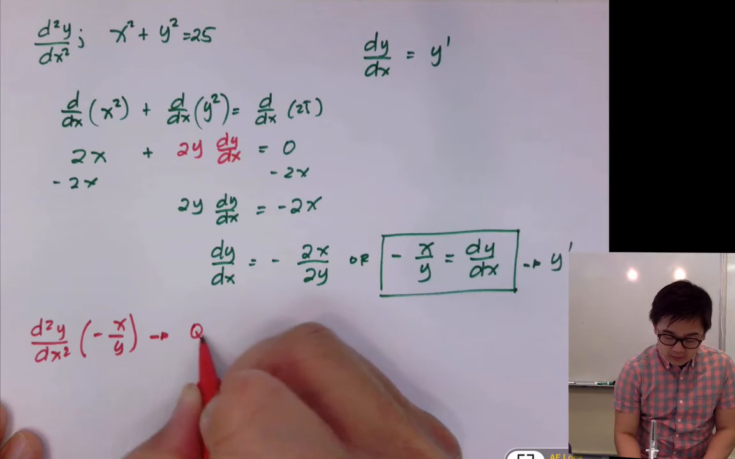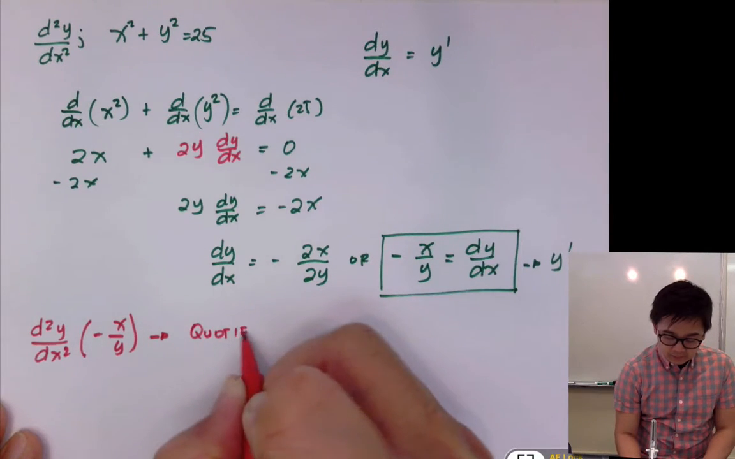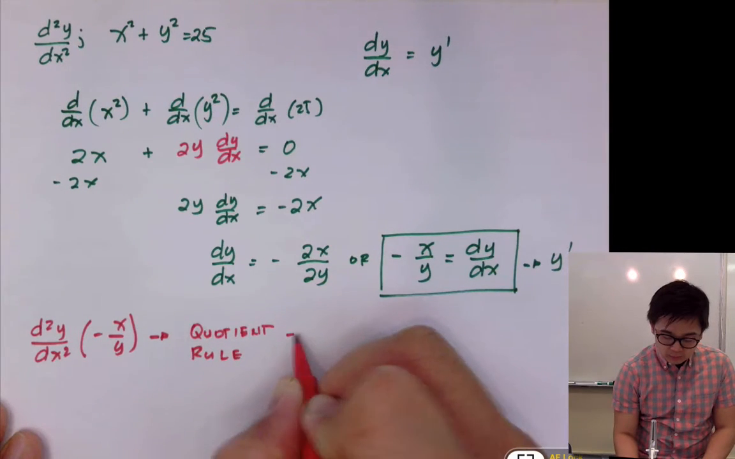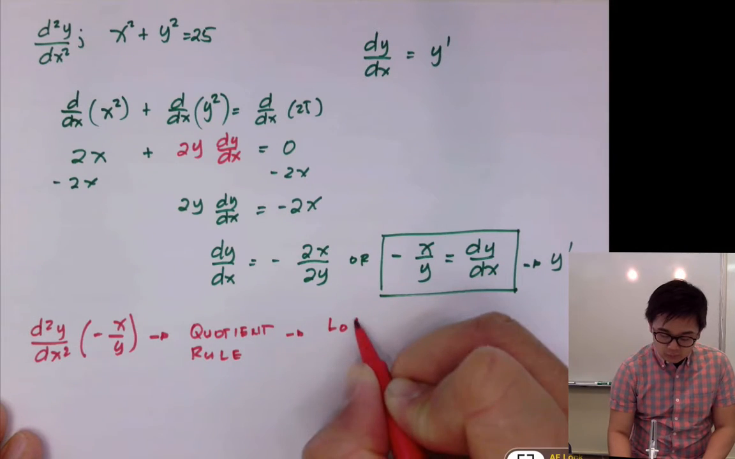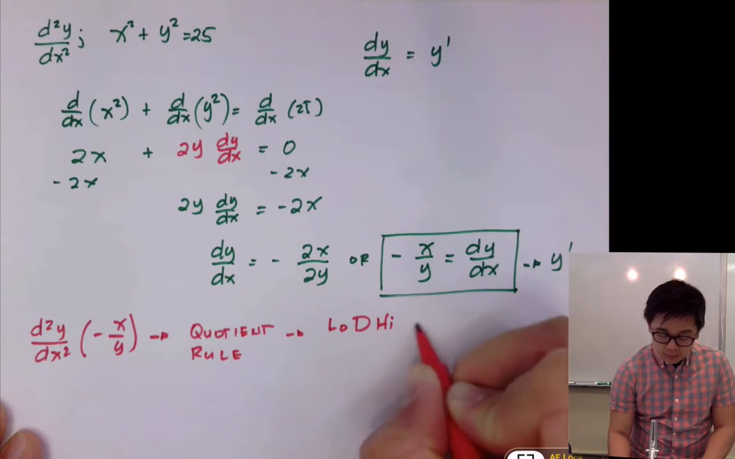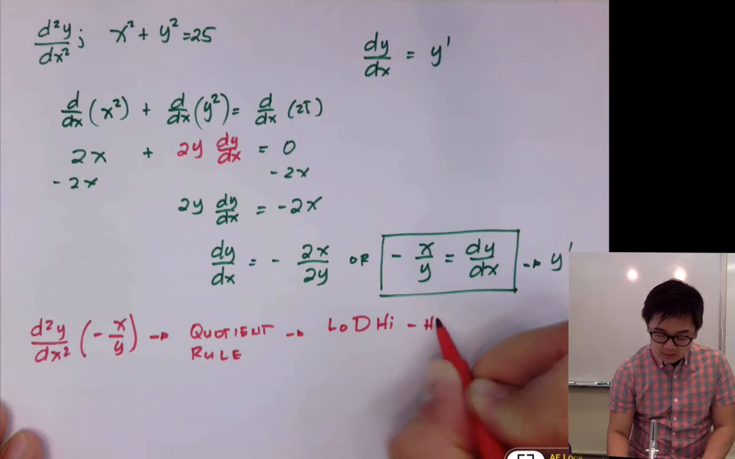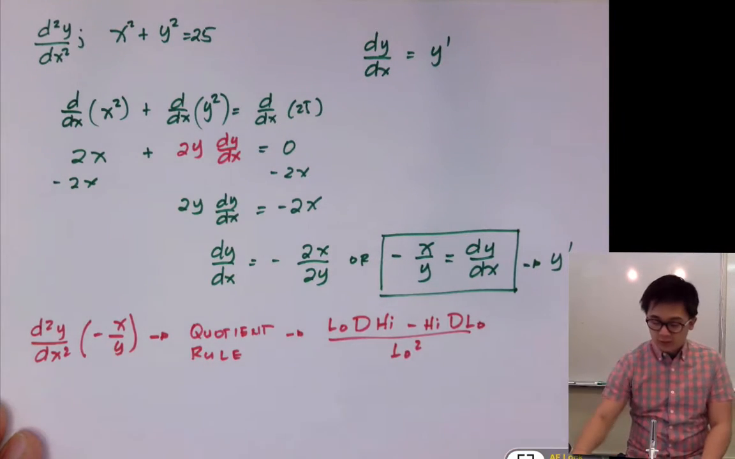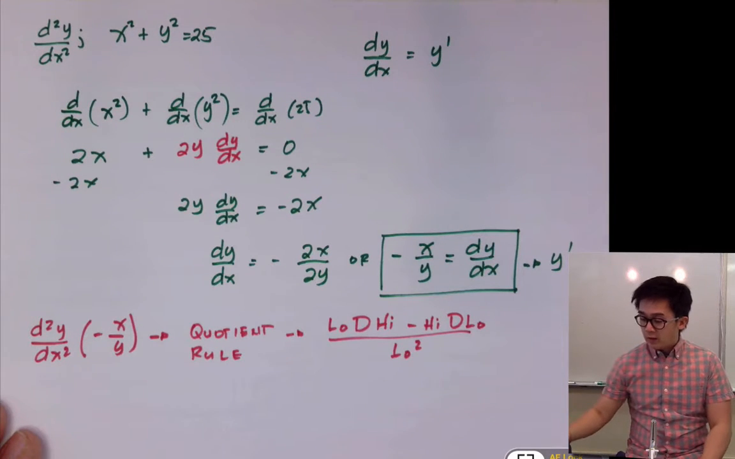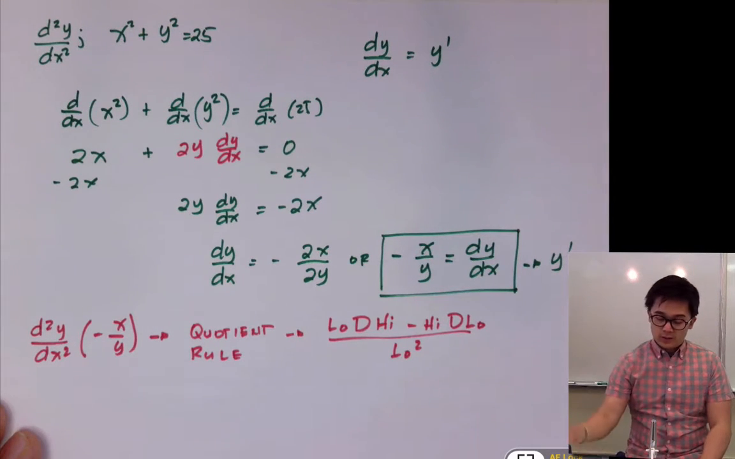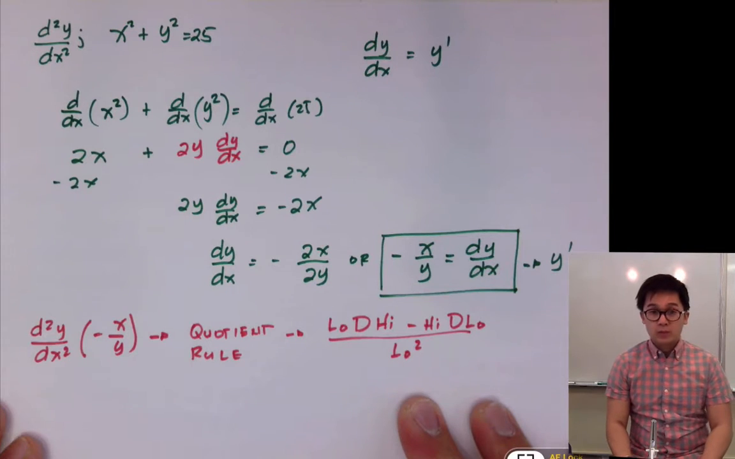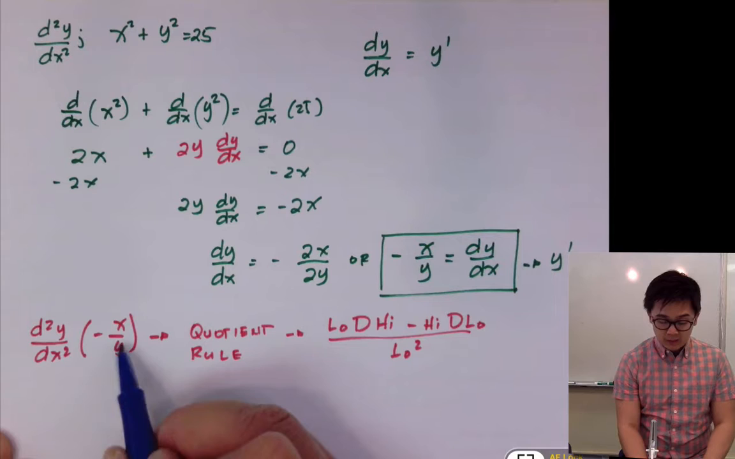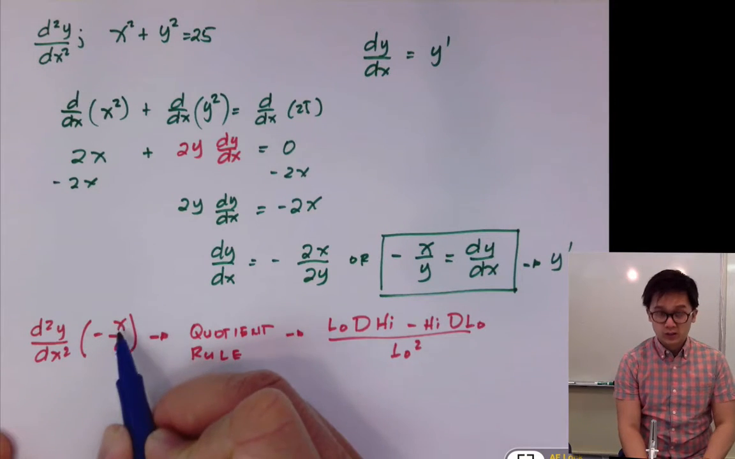found using the quotient rule. And as we know, for the quotient rule, I use low d high as my mnemonic device, minus high d low, all over low squared, so that I can remember the formula for the quotient rule really easily. So my low is simply my function at the bottom and my high is the function at the top.